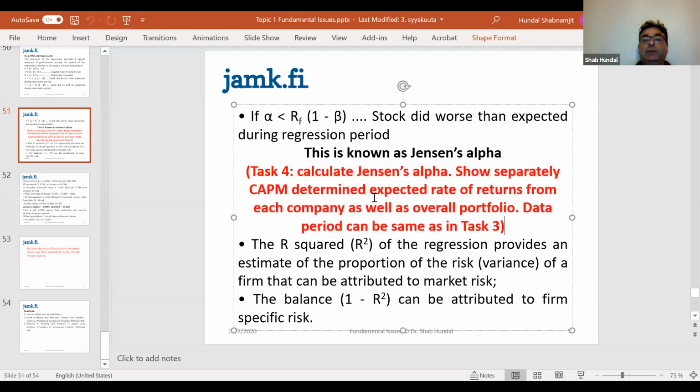You don't have to calculate Jensen's Alpha for each company, but I would be expecting that you do it for the portfolio. But if you can also calculate it for each company, then why not? It could be that the overall portfolio has overperformed what was expected, but in the portfolio you have 3 stocks, 2 have overperformed and 1 has underperformed. It means that you need to make some changes in your portfolio for the future. So this kind of debate you can generate from this calculation.